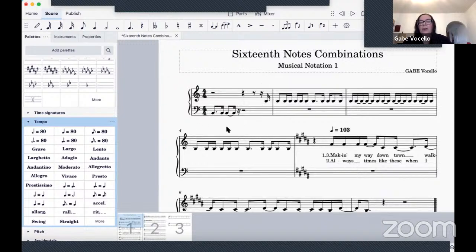Let's see. So dotted eighth note plus 16th is 1 quarter note. 1 quarter note, 2 half notes. So 1, 2, 3, 4, 4 quarter notes here. One whole note.